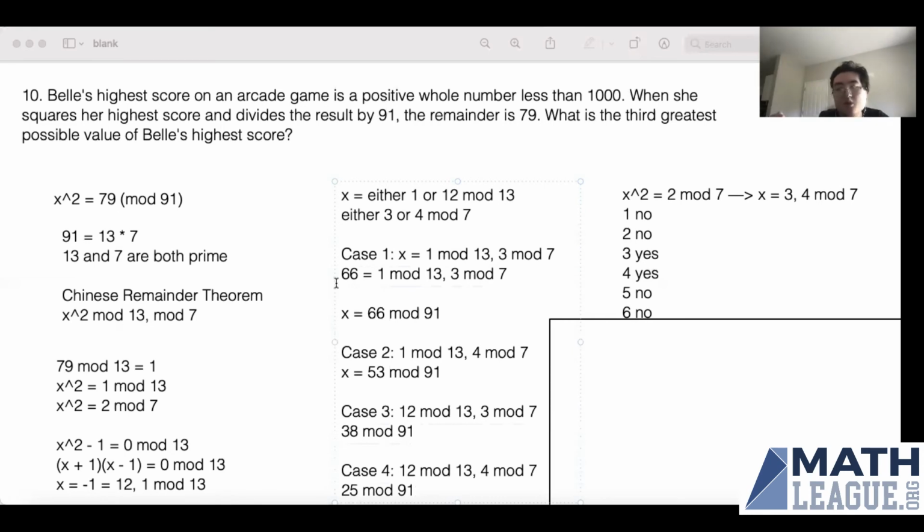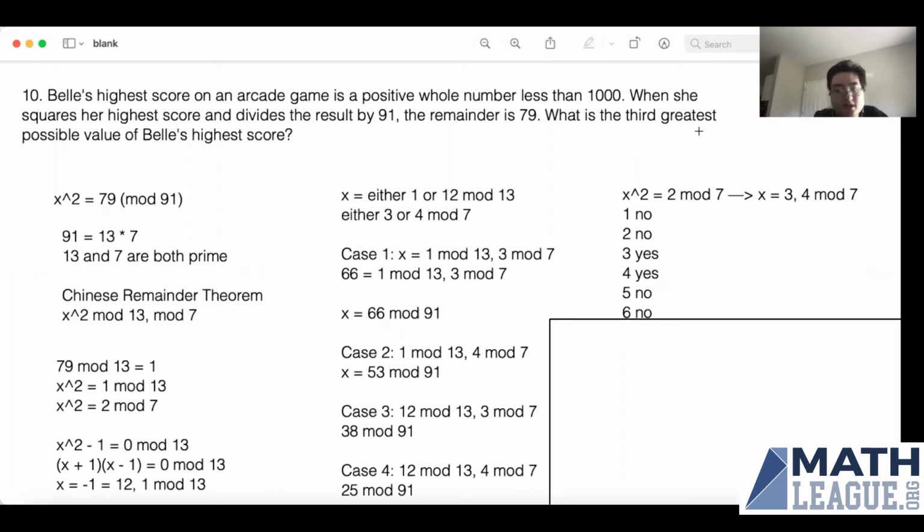And at last, we can finish solving the problem. Now, remember, looking past the problem, it says, what is the third greatest possible value of Belle's highest square? Third greatest. All right, so we really want to work backwards, going backwards from 1,000. So what's a multiple of 91 that's close to 1,000? Well, 91 times 10, that's 910. That's close enough, right? Now, if we add 91 to that one more time, we'll get 1,001, which is too much. So 910 is actually the best we can do.